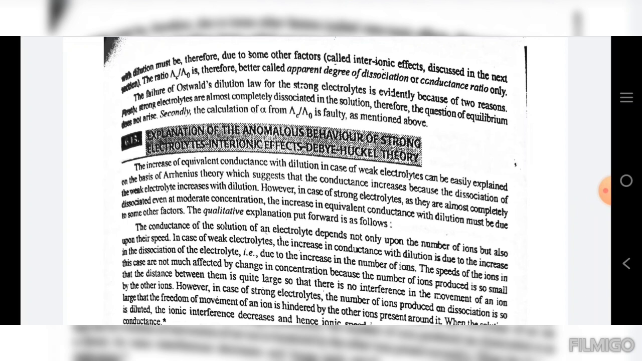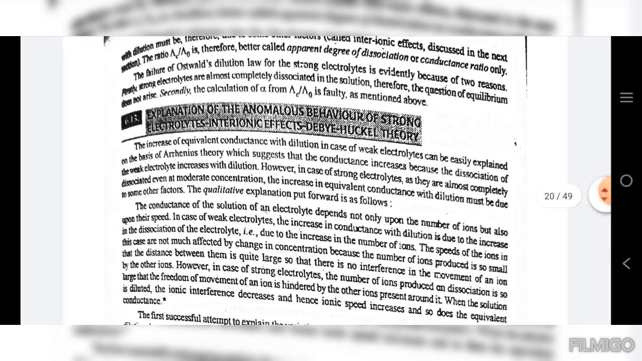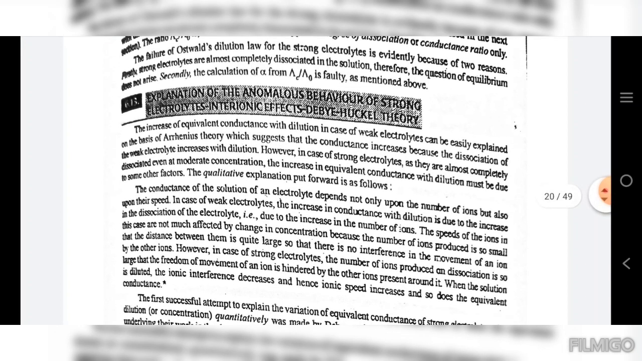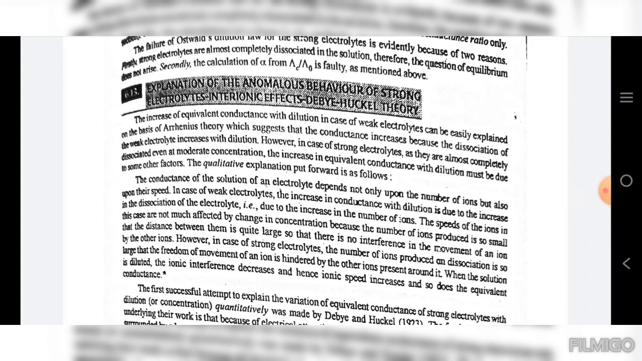Firstly, strong electrolytes are almost completely dissociated in the solution, therefore the question of equilibrium does not arise. Secondly, the calculation of alpha from the conductance ratio is faulty, as mentioned above. Explanations of the anomalous behavior of strong electrolytes: interionic effects, Debye-Huckel theory.